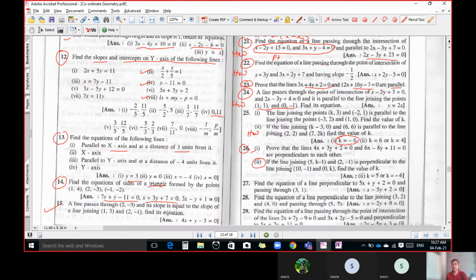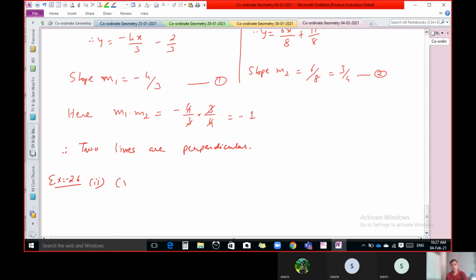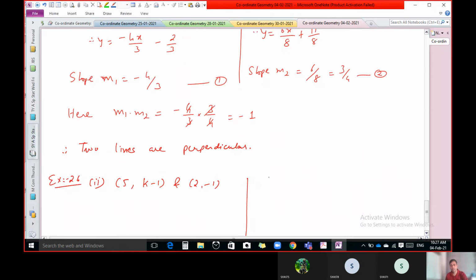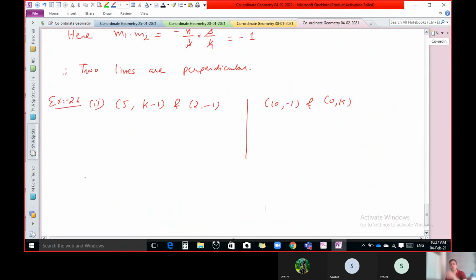What information do we have? The line joining 5, k and 2, minus 1 is perpendicular to the line joining 10, minus 1 and 0, k, and we have to find the value of k, but instead of parallel, perpendicular is given. So almost the same. First of all, you have to find m1, y1 minus y2 upon x1 minus x2, and tell me the answer.